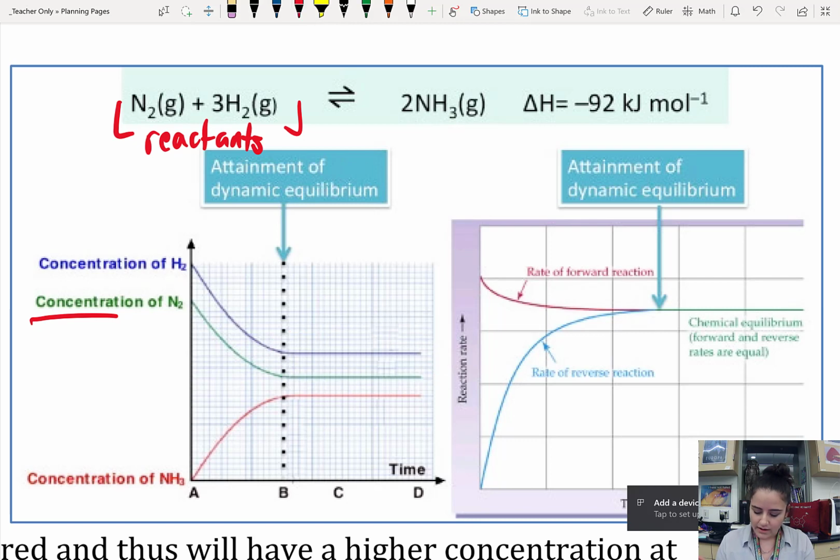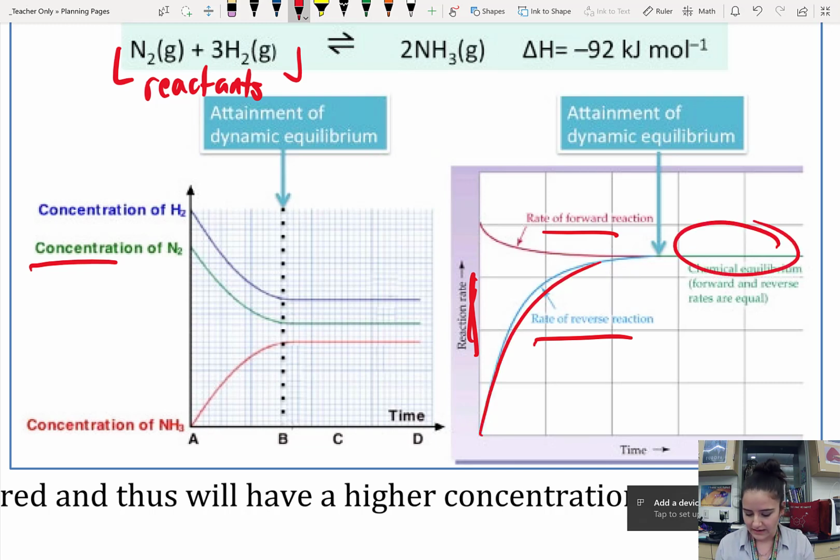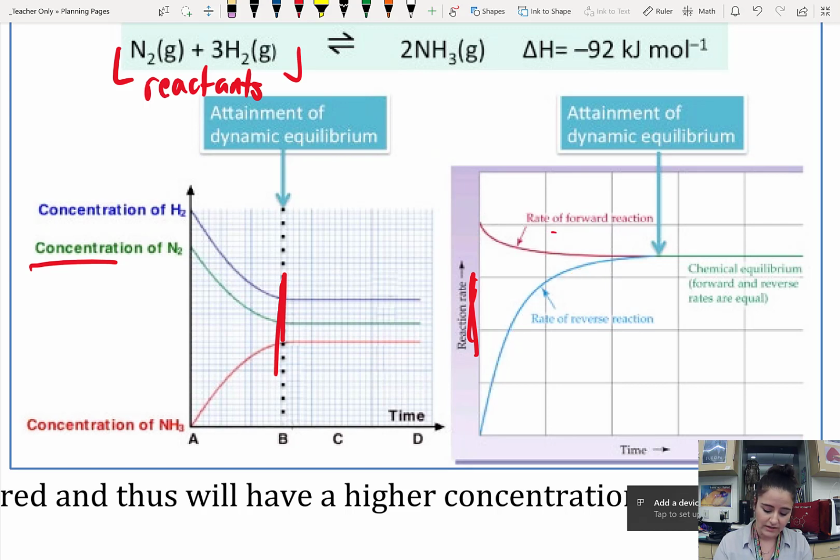Now, the graph that you will also see is a graph of reaction rate. And there we see that the rates end up being equal. So this point here and this point here are the same point, the point at which equilibrium is reached, and there is no more net change in the concentrations of reactants and products. Why don't those erase? There we go.